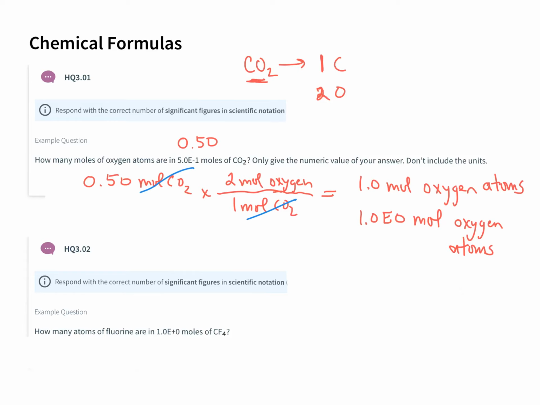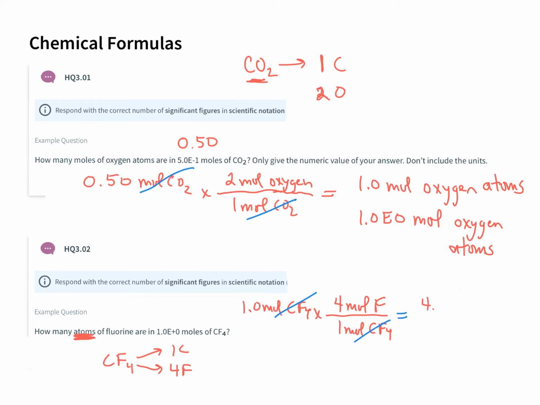From the carbon tetrafluoride, I break that down into 1 carbon and 4 fluorines. So that means 1 mole of carbon tetrafluoride would have 1 mole of carbon and 4 times as much fluorine. So 4 moles of fluorine. Moles of carbon tetrafluoride cancel out. So I have 4 moles of fluorine. But we're asked for how many atoms of fluorine we have.